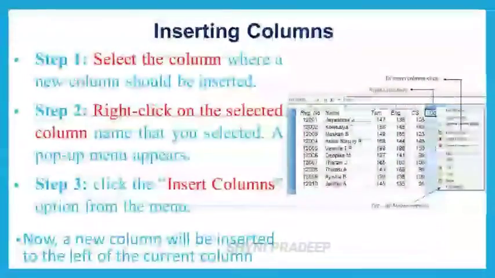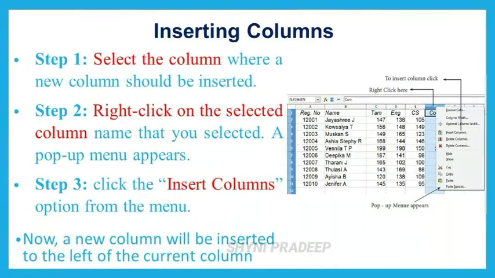Next topic is inserting columns. You can insert a new column anywhere in the worksheet. For that, you have to follow these steps. First, select the column where you want to insert. Next, right click on the selected column, then a pop-up menu appears. In that pop-up menu, select the insert column option. Now a new column will be inserted to the left of the current column.